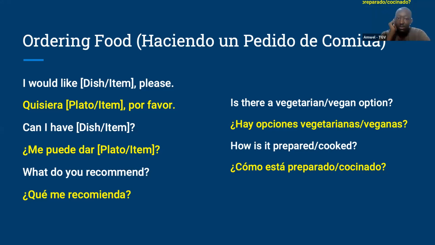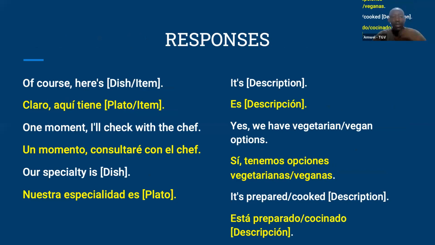A-R-R-O-Z. Okay, arroz. Okay, nice. Be good? Okay, excellent. So now here we have some responses that you get. You ask about a dish and somebody can tell you, of course, here is chapati and beans. Claro, aquí tiene frijoles y chapati. You can try repeating after me actually. Claro, aquí tiene frijoles y chapati.